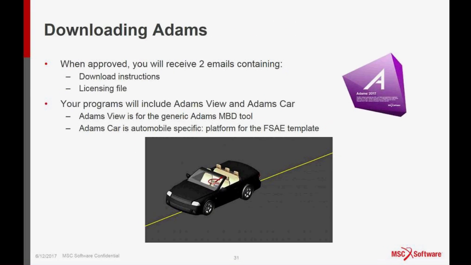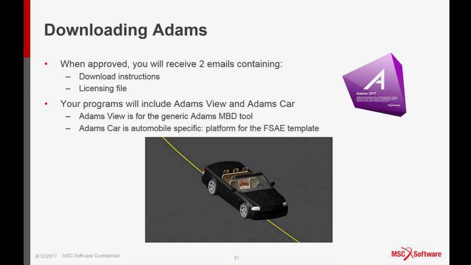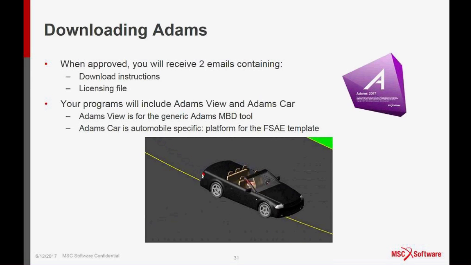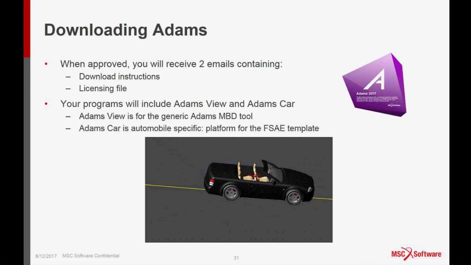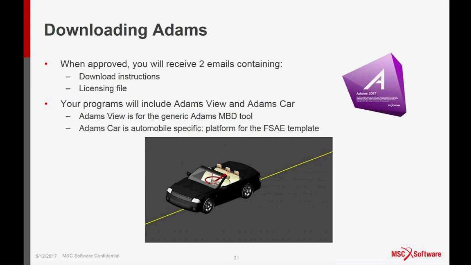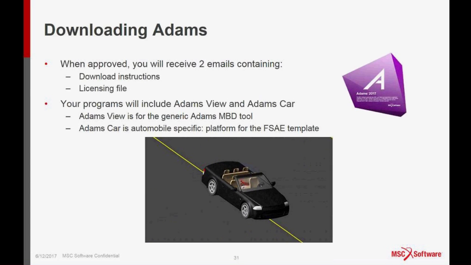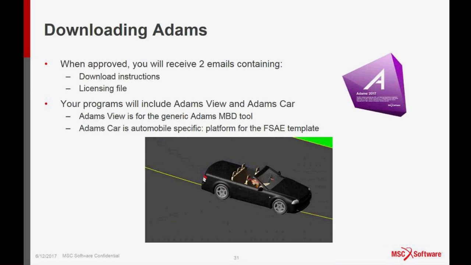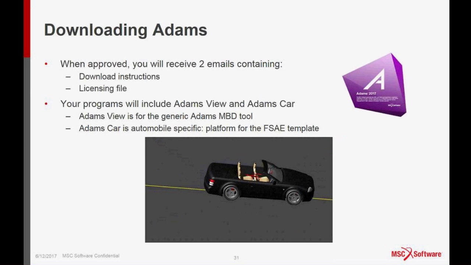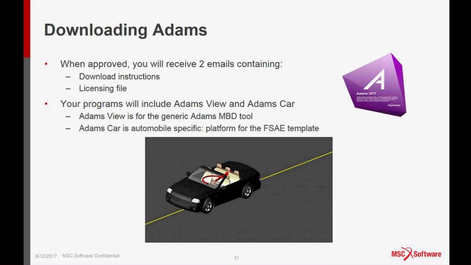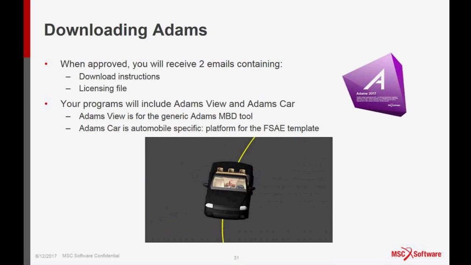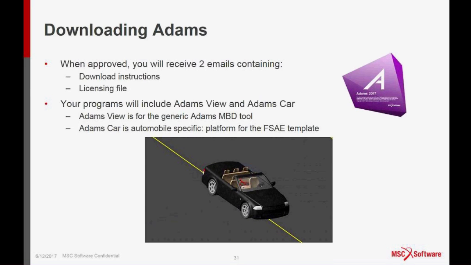When approved, you're going to receive two emails. The first will be download instructions, and the other will be the licensing file that you will be asked to input when you download Adams. The programs included will be Adams View and Adams Car. Adams View is the generic Adams multi-body dynamics tool, and it is very applicable to a lot of what Yijun was saying at the beginning with different examples. Adams Car is the automobile-specific one. This is the platform that has our Formula SAE template, and it's what you'll mostly be using for FSAE.